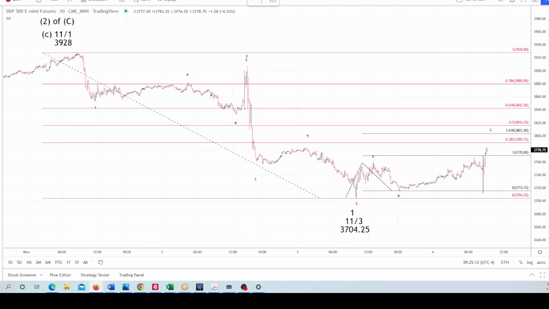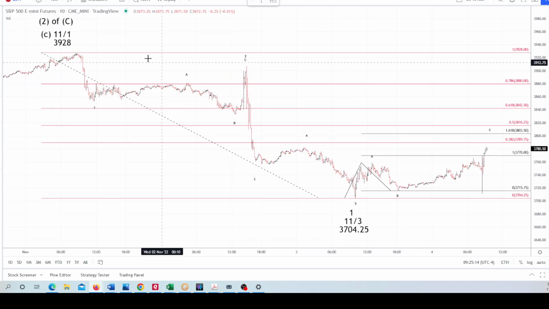This is an hourly. Let's go to the 10-minute, and there's that 11.1 high. Okay, and you can see we've got a 1 down and an expanded flat. A up, B down, C up. B goes below the start of A, and C goes above the end of A. That's an expanded flat or an inverted flat. We got a 3 down, a 4 up, and a 5 down. And here's that ABC up.